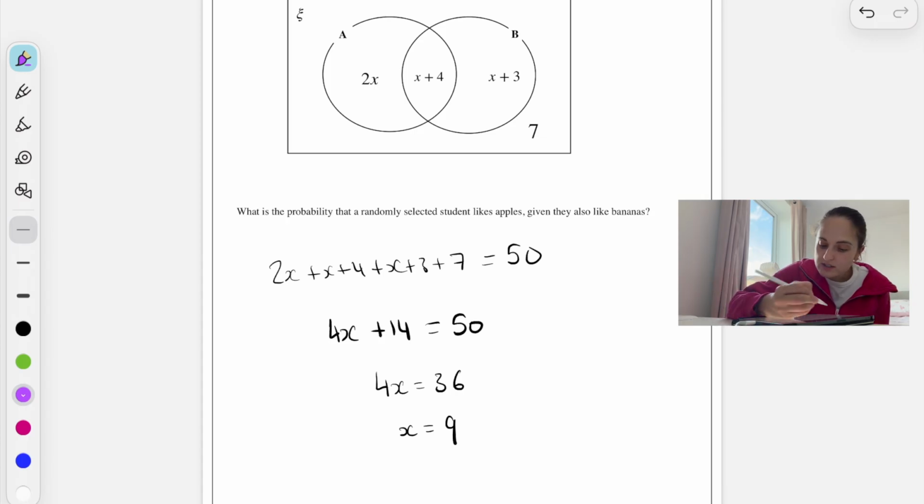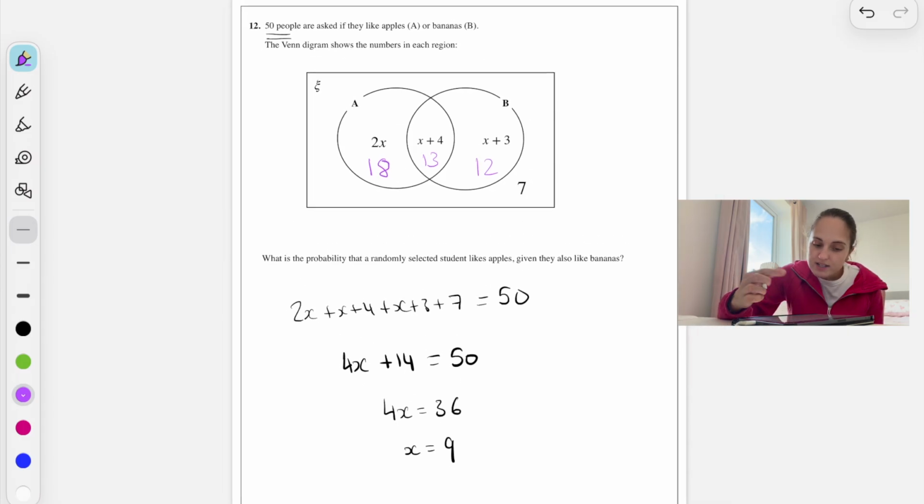So 2x is going to be 2 times 9, so this section is going to be 18. We have x plus 4, so 9 plus 4, so that's going to be 13, and x plus 3, so 9 plus 3, that's going to be 12. So that's my Venn diagram.